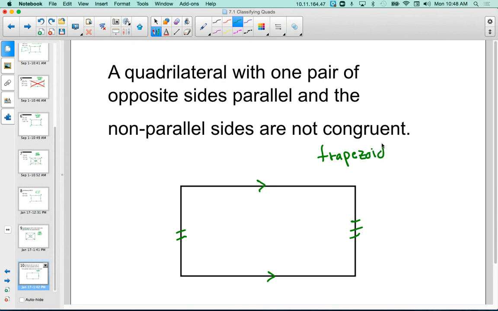So the only question is, is trapezoid the best name, or isosceles trapezoid, or right trapezoid? We don't know anything about angles, so it can't be a right trapezoid. And if it were isosceles, these two opposite sides would be congruent. So plain Jane trapezoid is all we're going with.